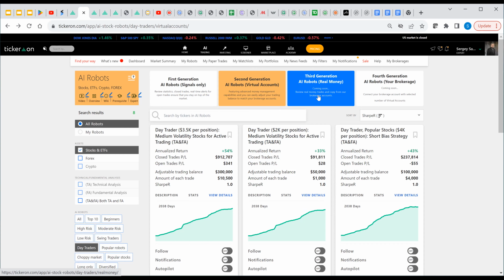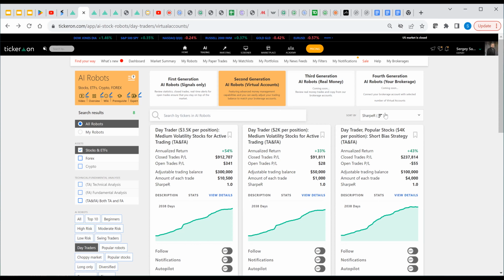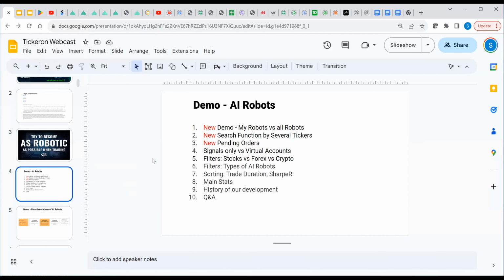Like money. And as soon as that's ready, we're going to make it fourth generation, where you're going to be able to select one of these virtual accounts or real money accounts, and then say, okay, why don't you copy trades to my brokerage, meaning your brokerage, you as a user, okay? That's the kind of the roadmap of our development, okay? So let me move on.